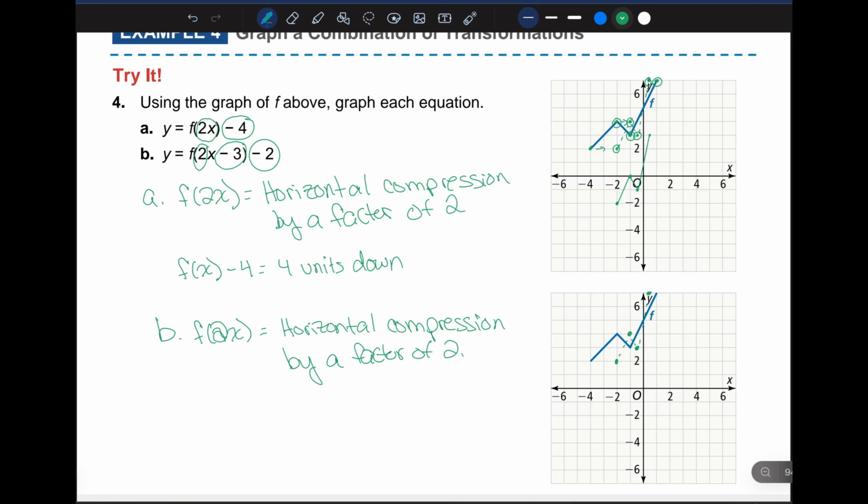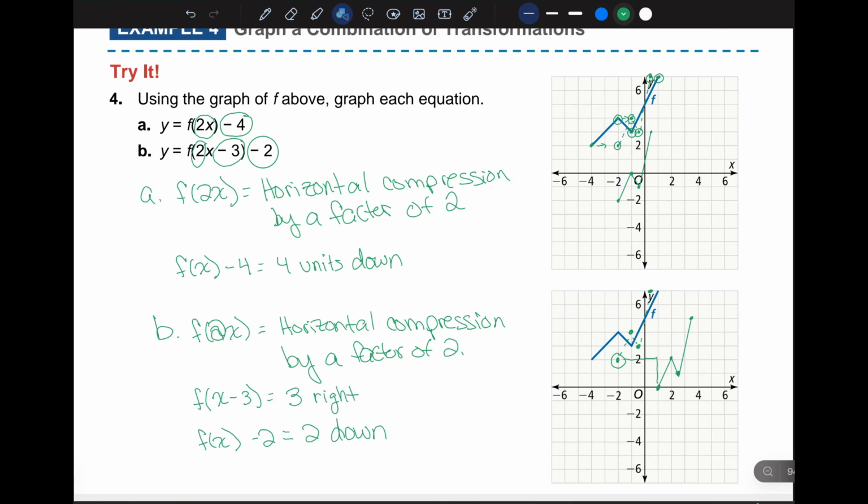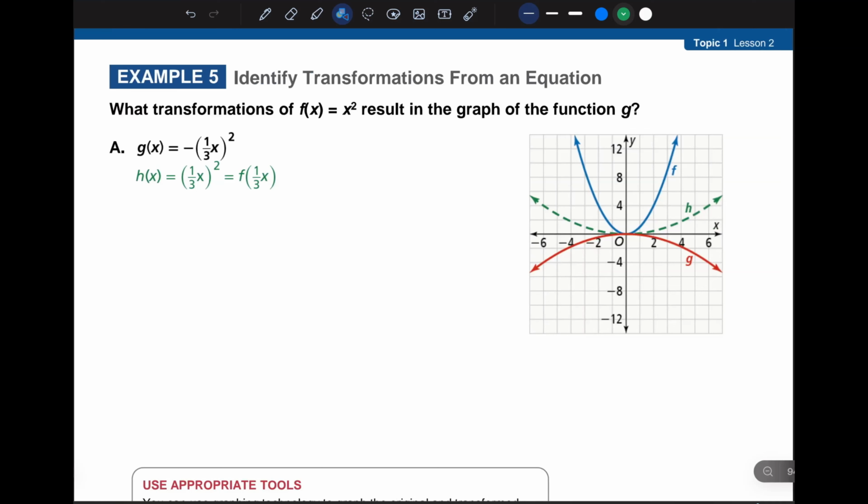That -2 is on the outside. So I really could do this all at once and go 3 to the right and then 2 down. So 3 to the right and 2 down. And we'll just adjust all of those. 1, 2, 3, 2 down. And then I have my graph.